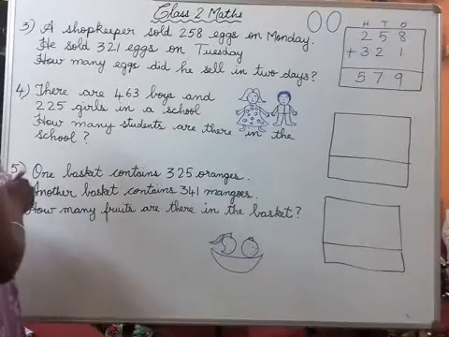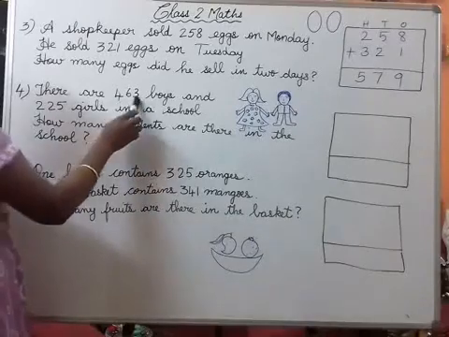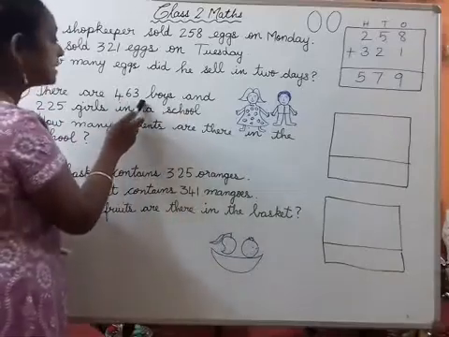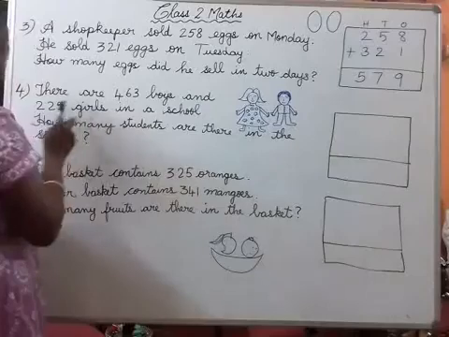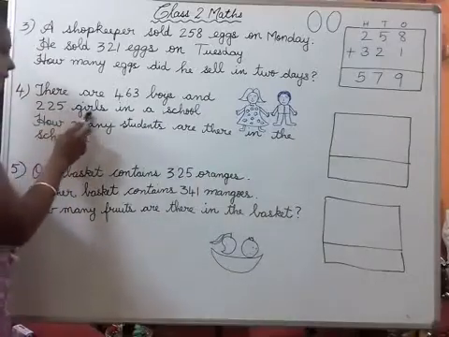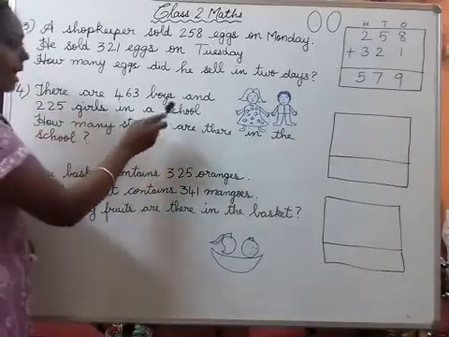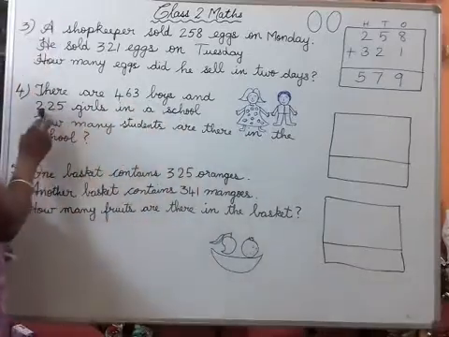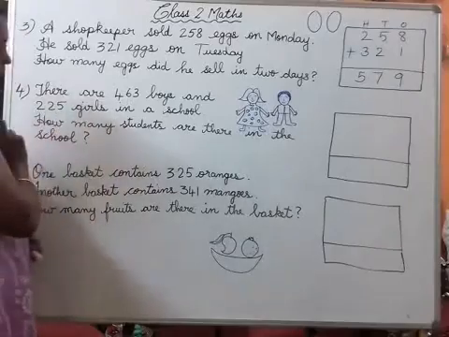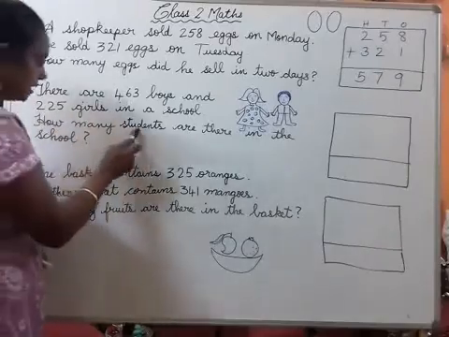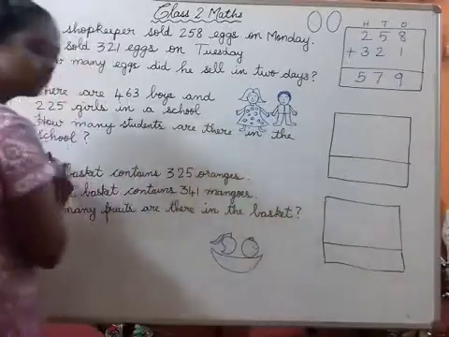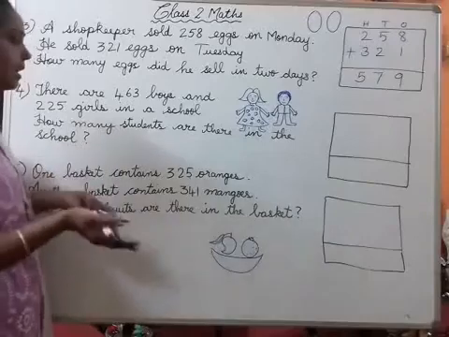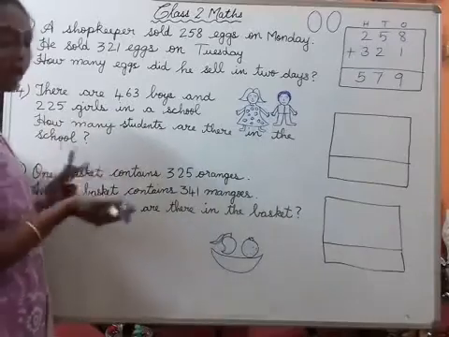Next question number 4, we'll proceed to that. There are 463 boys. 463 boys hai. 225 girls in a school. एक school में 463 boys है and 225 girls है. How many students are there in the school? School में कितनी girls and boys को मिला के कितनी total है? We have to find that only.